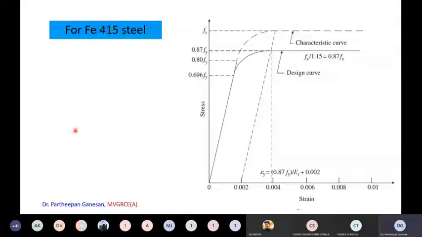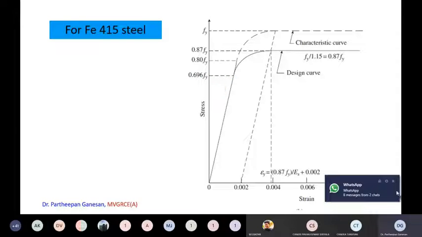Similarly, for Fe415 steel, you have a linear part starting. This is the original curve. Now divide all these ordinates by 1.15, so that is why it is the characteristic curve. If you divide this by 1.15, you will get the design curve. This solid line is the design curve. See, the linear part is ending at 0.696 Fy. Okay.